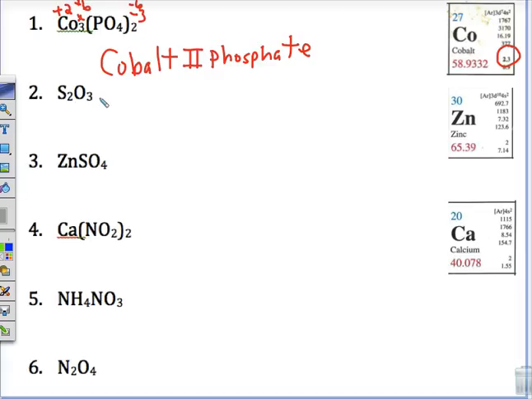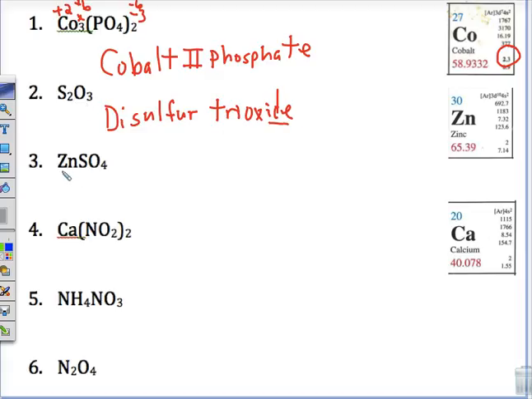Okay, moving on. S2O3. Well, S, sulfur, is a nonmetal. Therefore, we're going to follow the nonmetal rules, which means use prefixes. So we have 2 sulfurs. So that is di, and then we write sulfur just like it's spelled in the periodic table. The first one's always spelled exactly the same. And then we have 3 oxygens, and so that's going to be trioxide. Alright, so disulfur trioxide. Notice that the last one gets an "ide" ending.